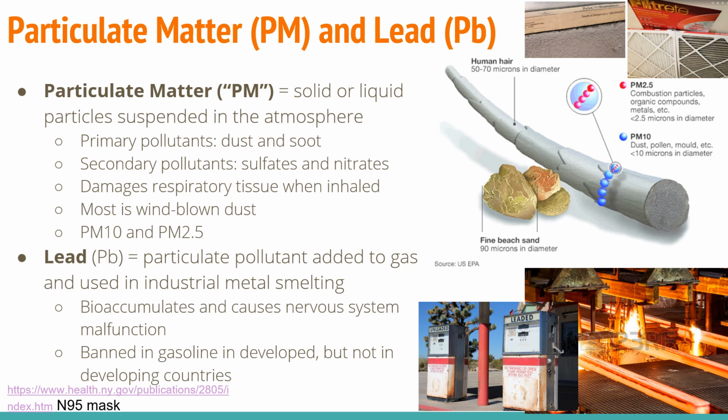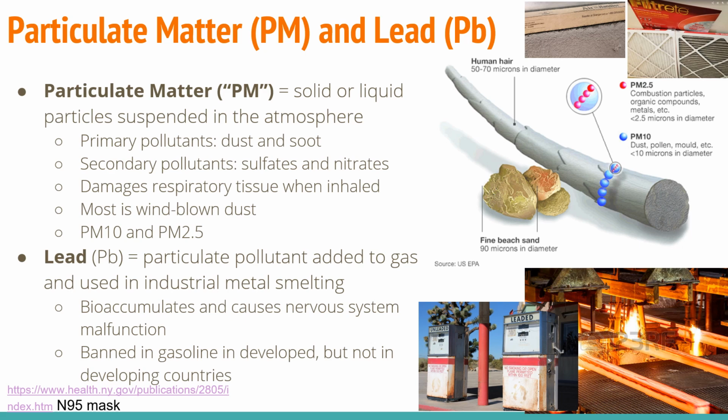The last two criteria pollutants are particulate matter and lead. Let's start with particulate matter. It is abbreviated as capital P, capital M. You are probably familiar with PM due to this pandemic this year. It's a solid or a liquid particle that's suspended in the atmosphere. And in terms of the different types, the primary pollutants would be dust and soot. Secondary pollutants are sulfates and nitrates. And what ends up happening is it will damage your respiratory tissue when you inhale it. And usually the way that you inhale it is just because of the wind blowing around.